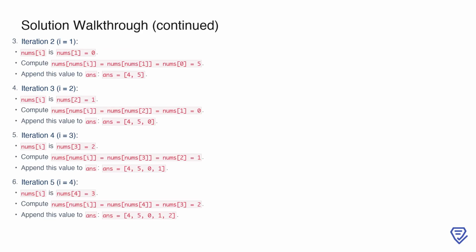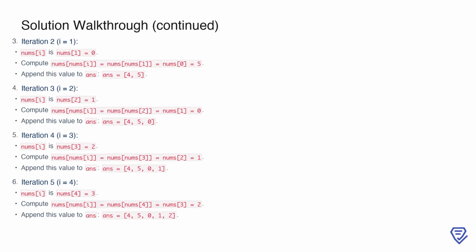At index i equals 1, nums[i] is 0. Calculating nums[nums[i]] gives nums[0] equals 5. Adding this value updates ANS to [4, 5]. For index i equals 2, nums[i] is 1. Computing nums[nums[i]] results in nums[1] equals 0. Appending this value makes ANS equals [4, 5, 0].